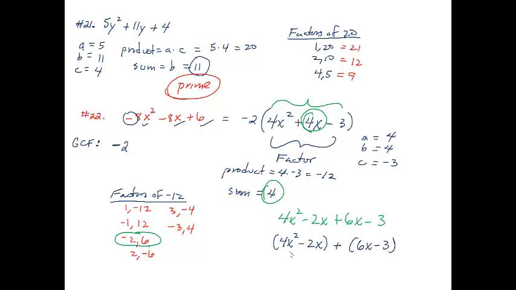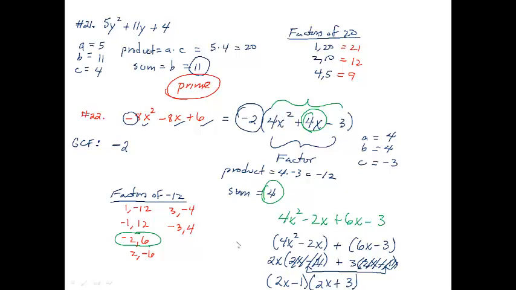Look at your first 2 terms and see what they have in common. Well, it looks like they have a 2x. So I'm going to have 2x times 2x minus 1, plus the last 2 terms have a 3 in common, and I have 3 times 2x minus 1. Again, the parentheses are the same, so it's like you're factoring out the parentheses, and the 2x minus 1 comes out, which means you can now scribble it out. What am I left with? 2x plus 3. And now do not forget the negative 2 was on the outside, so don't forget to bring it down.